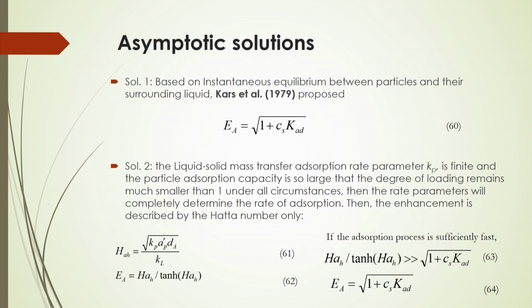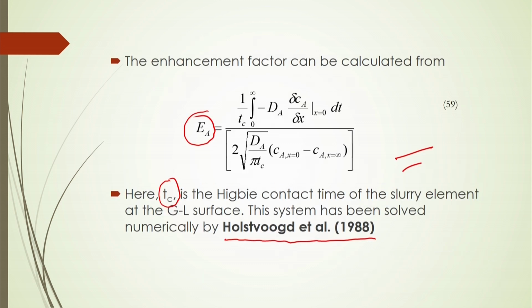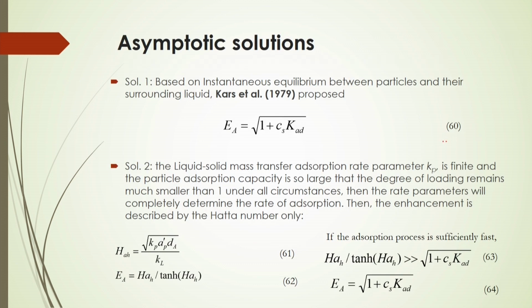There are several asymptotic solutions also given for equation number 59. Here equation 60 was given by Kars et al., 1979, based on instantaneous equilibrium between particles and their surrounding liquid. In this case, the enhancement factor is directly related to the concentration of the solid, and also the mass transfer adsorption rate parameter, that is Kp.